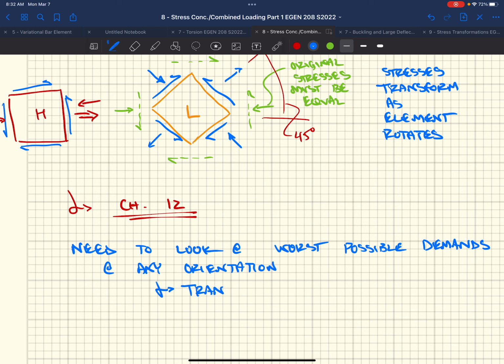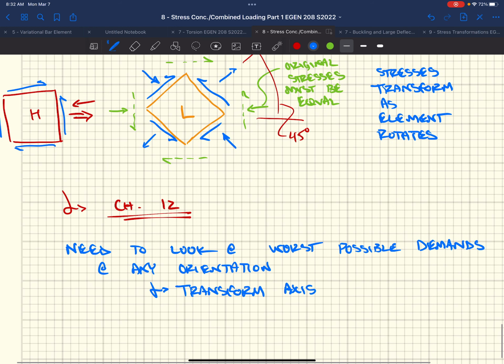We need to transform our axes, right? We need to transform that axis so that we can figure out what's the worst case demand. And the way we do that is we use Mohr's circle. What's Mohr's circle? Well, Mohr's circle is a visual representation of the stresses of an element at any orientation.